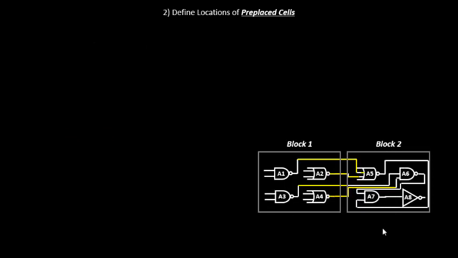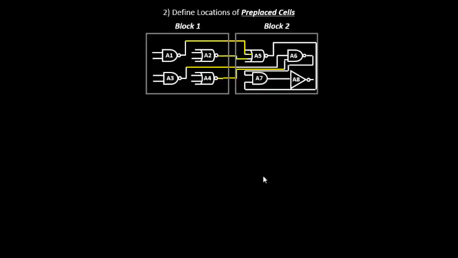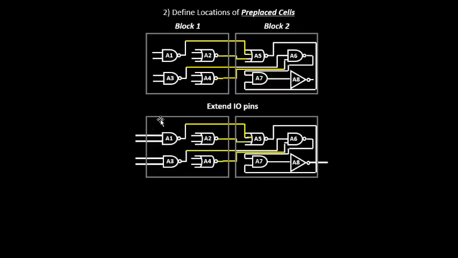Let's see how. We take these two blocks independently and extend the IO pins over here. So our input and output pins, basically these are the input pins of this particular block. This is the only output pin of this particular block. So let's first extend those pins, and it will look something like this. This box will have this as the input side, and this as the output side.